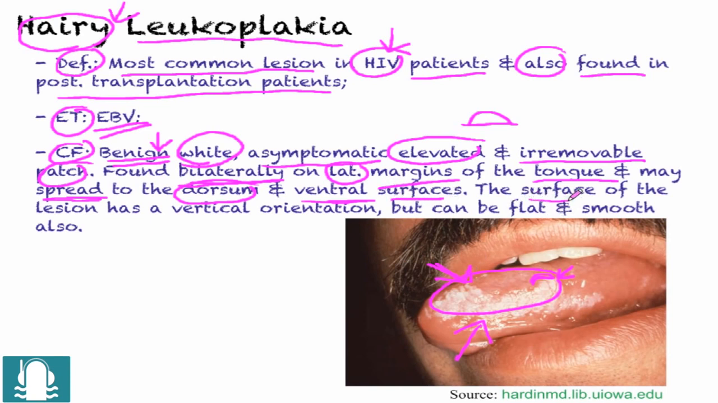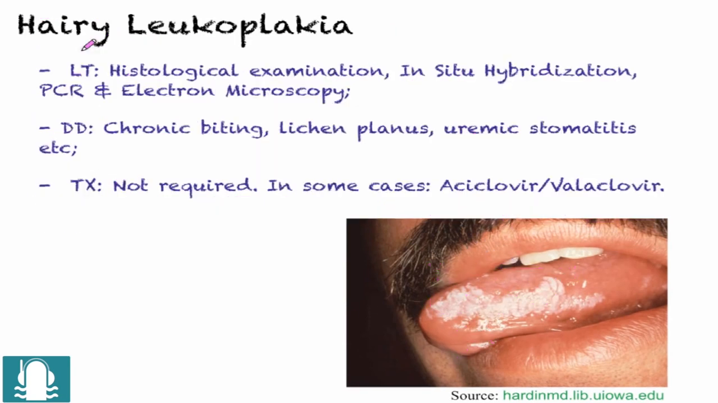The surface of the lesion, so right here, has a vertical orientation, but it can be flat and smooth as well. So this lesion can take on several subtypes, either vertical or flat and smooth.